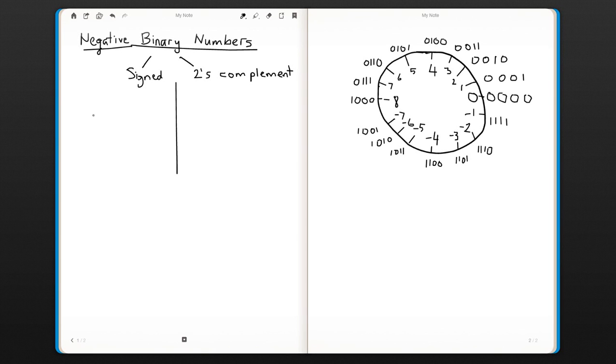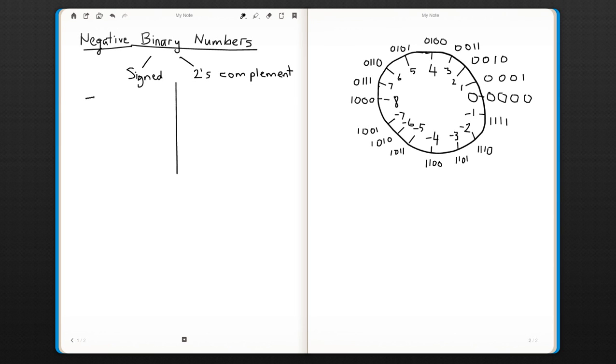We will talk about the negative binary numbers now. There are two ways of representing a binary number that is negative. One technique, the simpler one, is called signed binary number, and the other one is 2's complement. That's what we're going to discuss on this next page with this carousel. But let's first focus on the signed number.